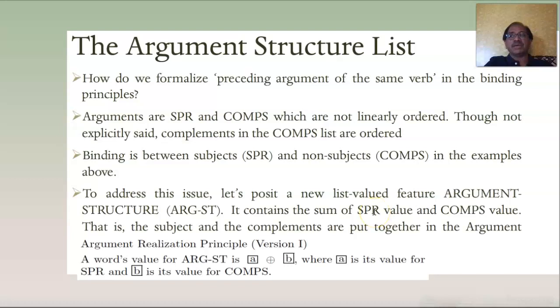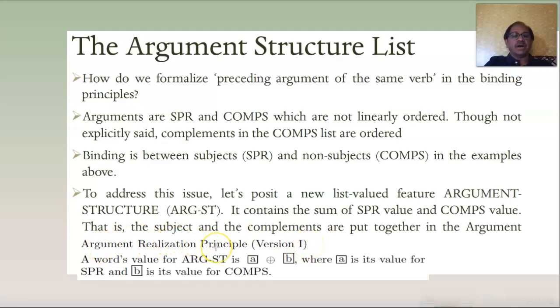Sum, remember, in the semantic compositionality principle we used the word sum with a symbol plus. Same thing happens here too. So we are going to put the specifier value and comps value together, which makes argument structure. That is, the subject and the complements are put together in the argument structure. In the argument structure we put both subject and complements. That we call a principle. The principle is called the argument realization principle. It's a preliminary version. We are going to modify it later.